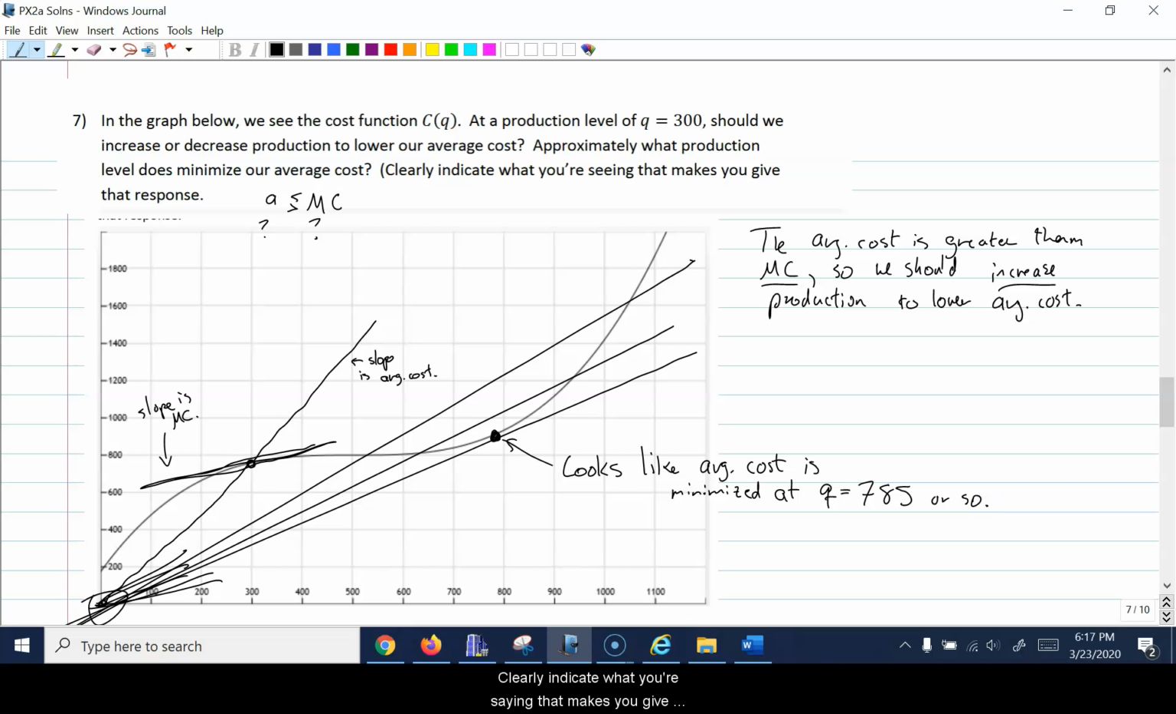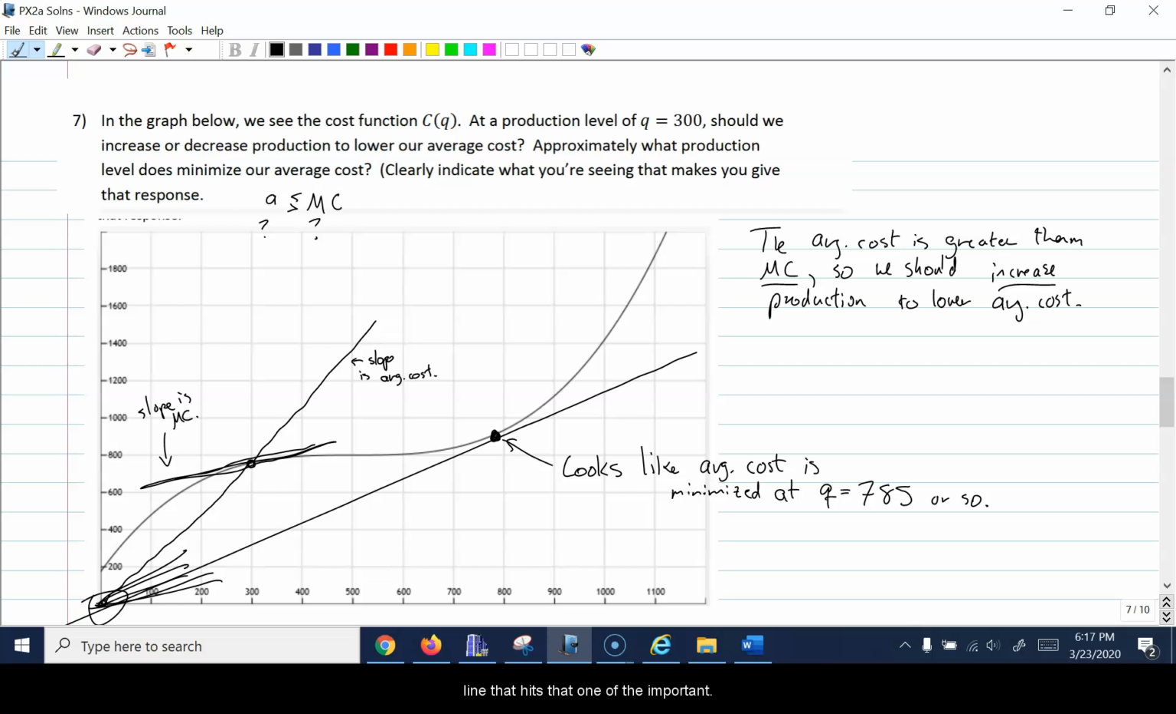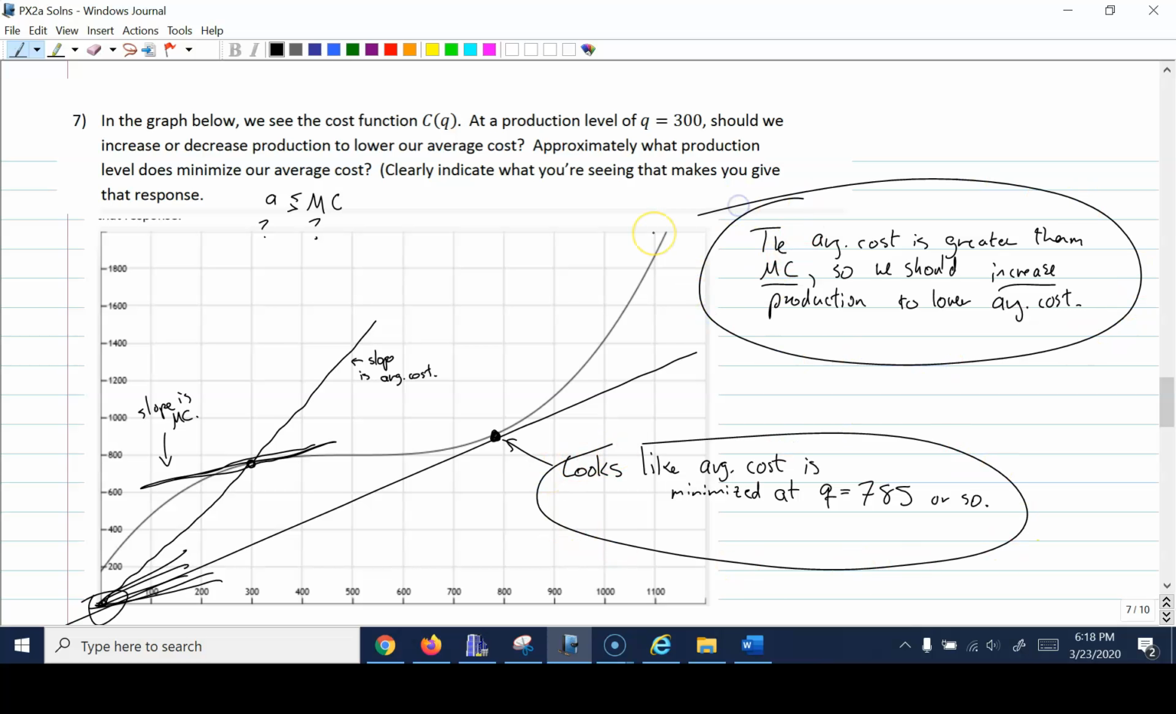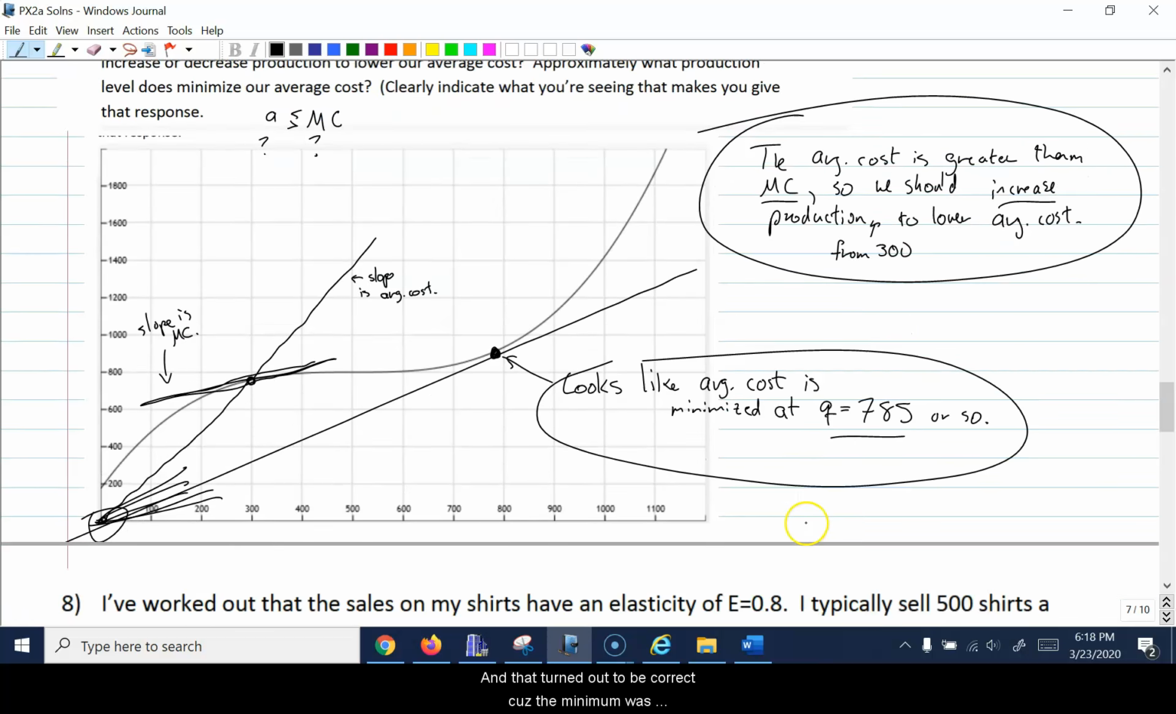Clearly indicate what you're seeing that makes you give that response. So that's saying draw this line. You don't need to draw these other lines that I was trying to use to show you what I'm doing. The line that hits the graph is the important one. So we should increase production from 300, and that turned out to be correct because the minimum was at 785.